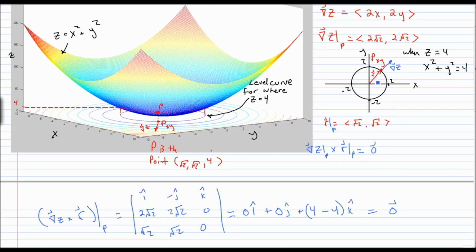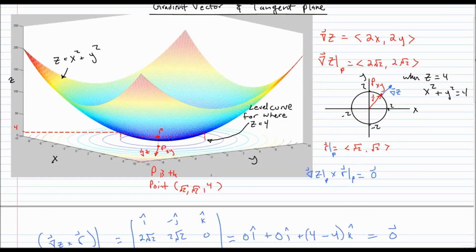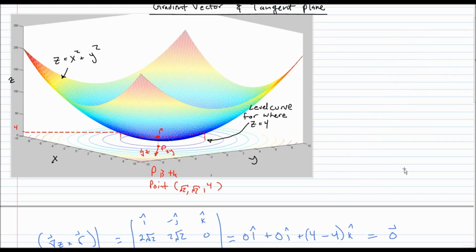So that tells us that r is a position vector that points from the origin to the point P sub xy, which is the projection of P down onto the xy plane. And then when I find the gradient at P, it gives me a vector in the xy plane, and then when I take their cross product, I get a 0 vector, which only means that r and the gradient of f are parallel to each other. So hopefully that wasn't too confusing. I know that this video is already starting to get long.